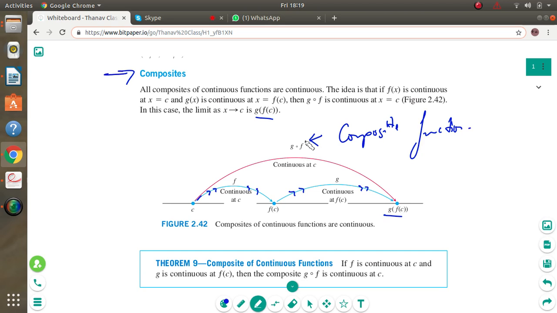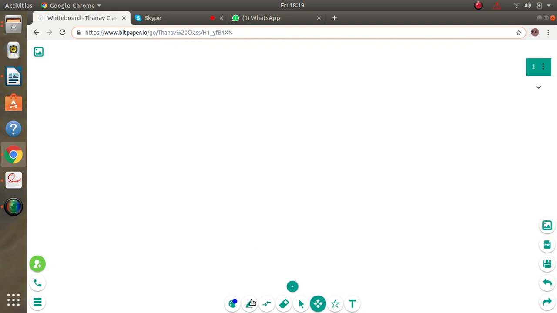So the composite function here we have is g of f of c. That is here this way. Here we have g of f of c. So this is the theorem here. Now next.